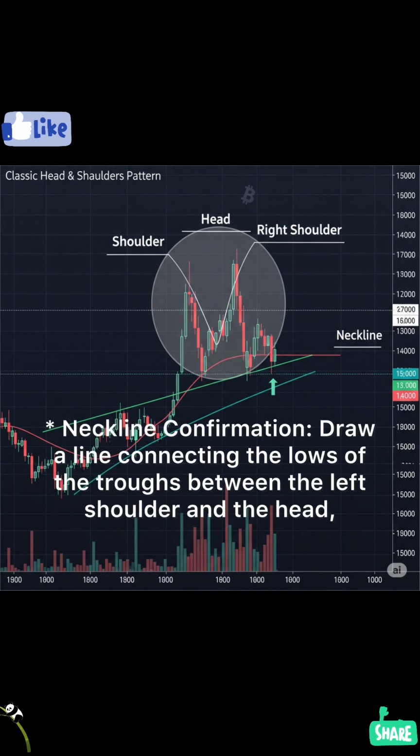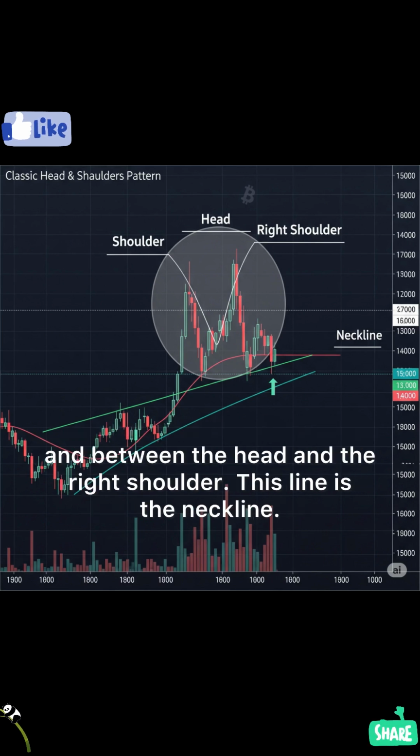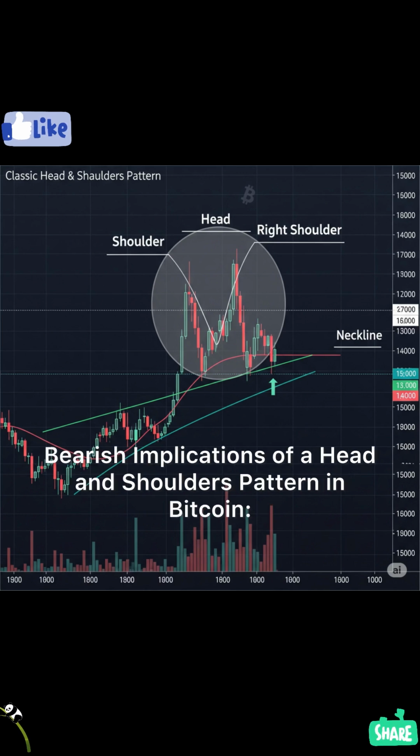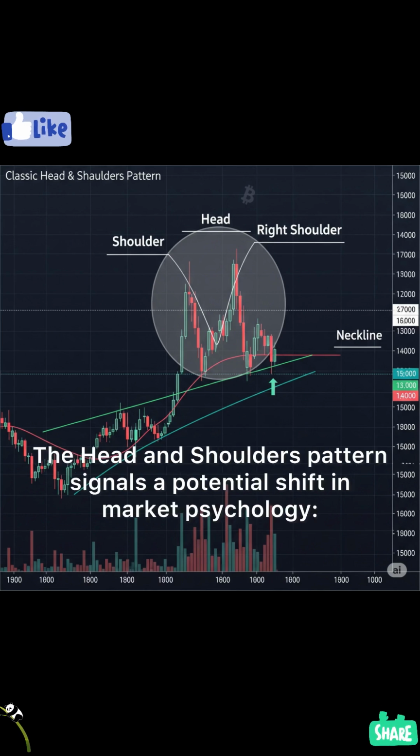Neckline confirmation: draw a line connecting the lows of the troughs between the left shoulder and the head, and between the head and the right shoulder. This line is the neckline. Bearish implications of a head and shoulders pattern in Bitcoin. The head and shoulders pattern signals a potential shift in market psychology.